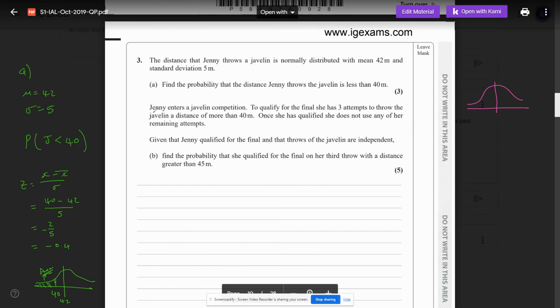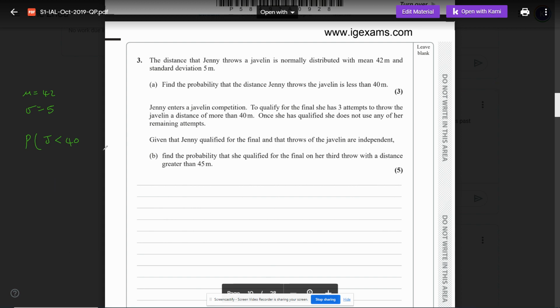So when we're calculating this question, the first thing we need to do is look at the standard normal distribution. In the question, Jenny throws a javelin, which is normally distributed with a mean of 42 and a standard deviation of 5. But then we standardize it.